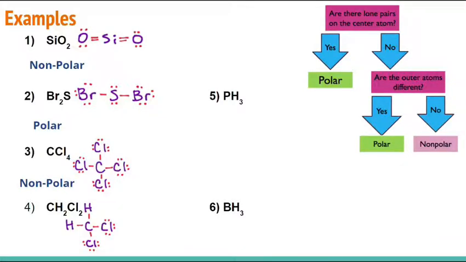CH2Cl2 is very similar to CCl4. There's still no lone pairs on my center atom, but this time my outer atoms are different, and you could probably tell that they were going to be different before you even drew the structure because of that formula and the way it's drawn. So that is polar, and you might not have to draw out that structure to see it, but drawing the structure can give you more confidence in that answer.